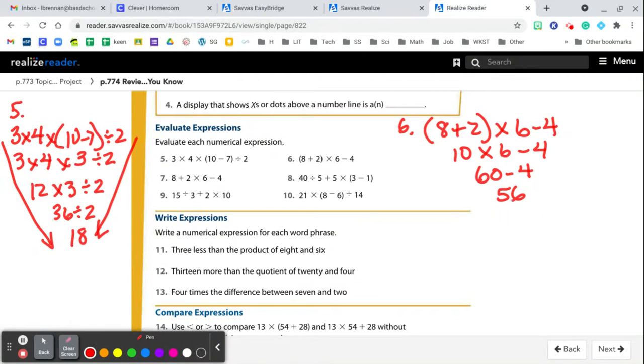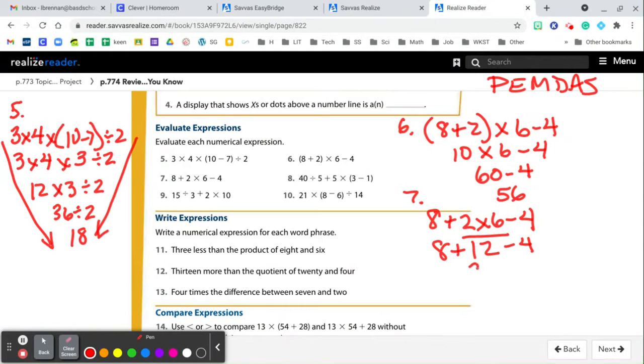For number 7, we do 8 plus 2 times 6 minus 4. Remember, we do please excuse my dear Aunt Sally, we do multiply before we do add or subtract. So we're going to do the middle. So we've got 20 minus 4. 16 is our final answer for number 7.